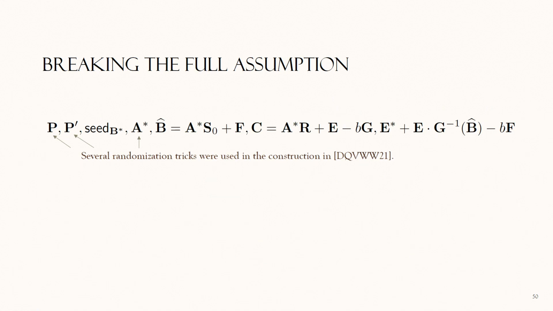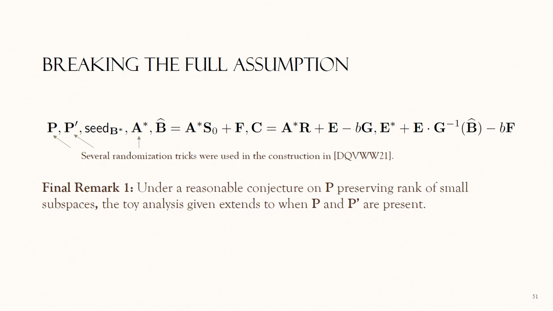OK, final remarks, my last slide. Actually, I heavily watered it down. There's a lot of randomization tricks that are being used on this A star. Namely, they include these matrices P and P prime to help randomize A star, as well as applying Kilian randomization on this A star. And actually, this P and P prime, the conjecture I showed you, makes our toy attack actually extend to the presence of P and P prime under this reasonable conjecture I showed you earlier.